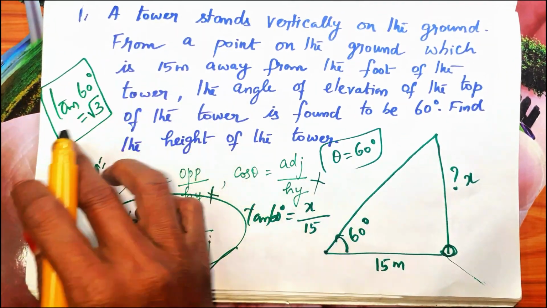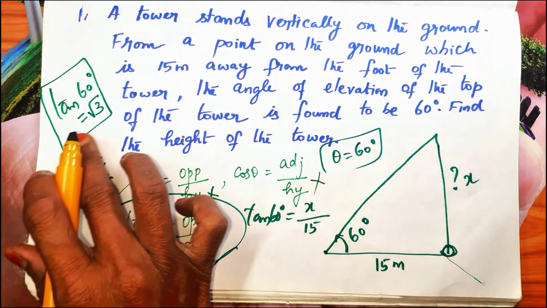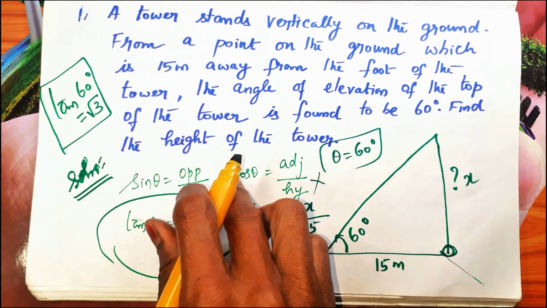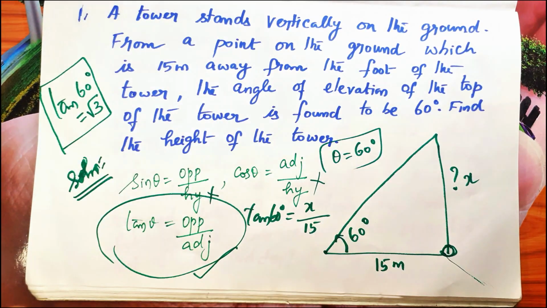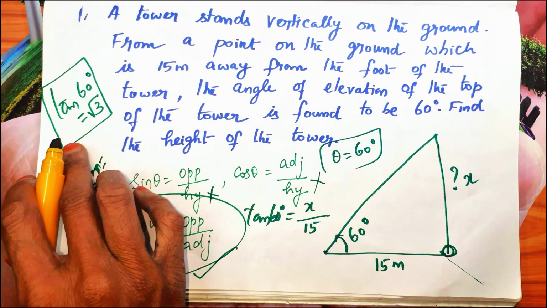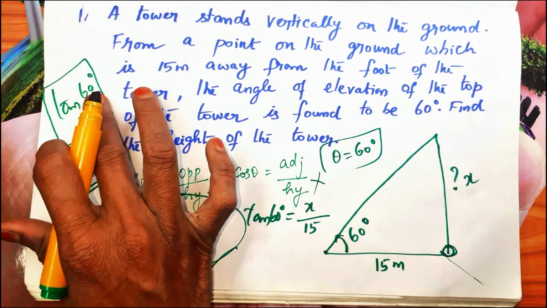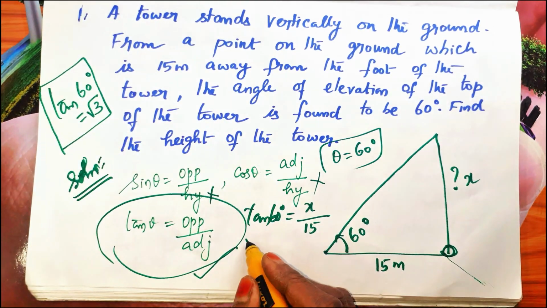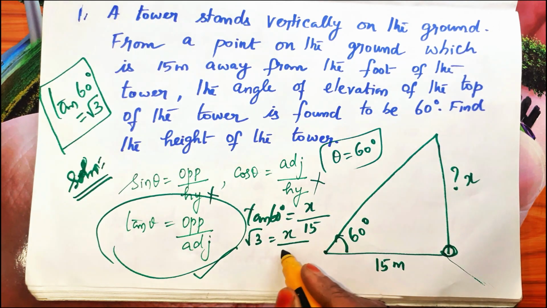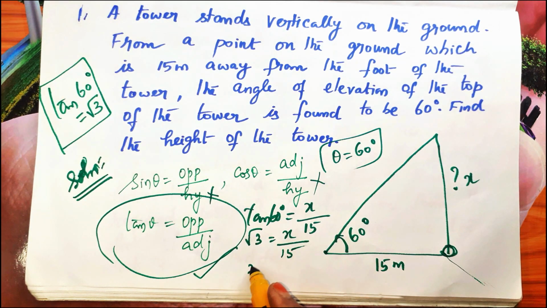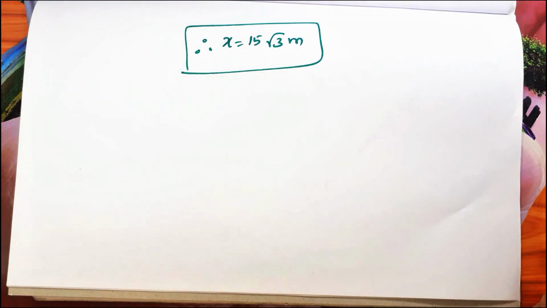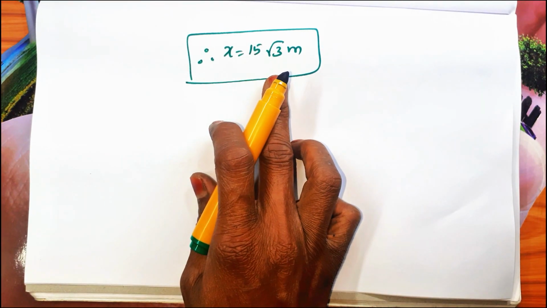First you have to memorize all these values from 0 to 90. We have a table, but you have to keep all the values in your memory, because in problems like this we have to use those values. So first study that. So tan 60 is equal to root 3. So here root 3 is equal to x by 15, which implies x is equal to 15 into root 3. Is it clear? Therefore, x is equal to 15 root 3 meter.